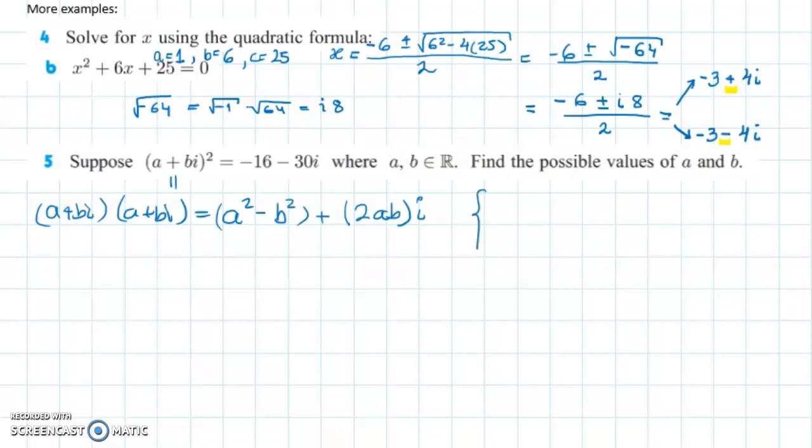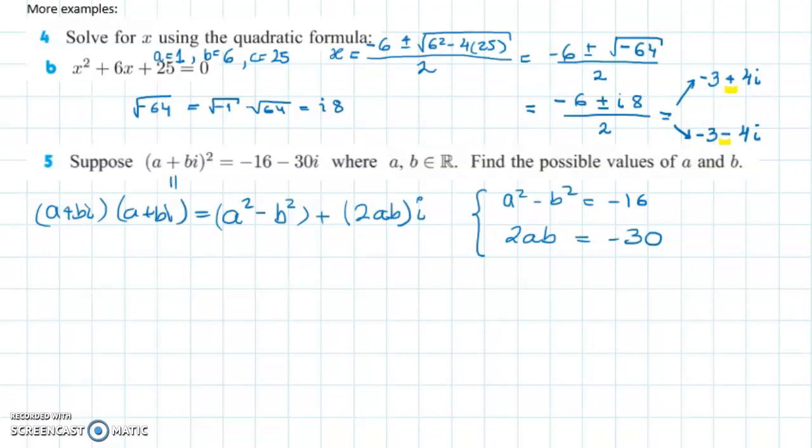So that means that we have two conditions we want. We want the real parts to be equal. So we want a squared minus b squared to be equal to negative 16. And we also want the imaginary parts to be equal. So we want 2ab to be equal to negative 30. We have a system with two unknowns and two equations, but it's not a linear system, so we don't have a step-by-step method to solve it. We just have to be smart and somehow find what the options could be.